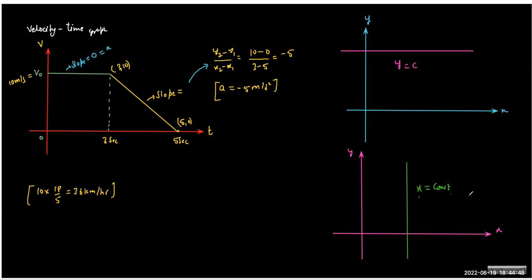Can you guys tell me the equation of this line, by the way? What will be the equation of this line? Y equals 10? This line, the slant one? Yeah, this is correct, very good. This is V equals 10. Very good, that's correct. What about this slant one?